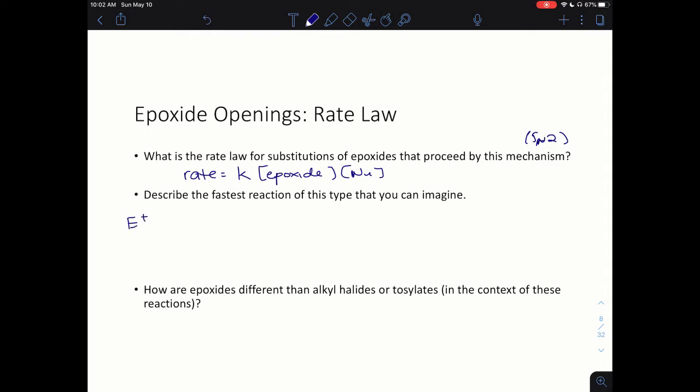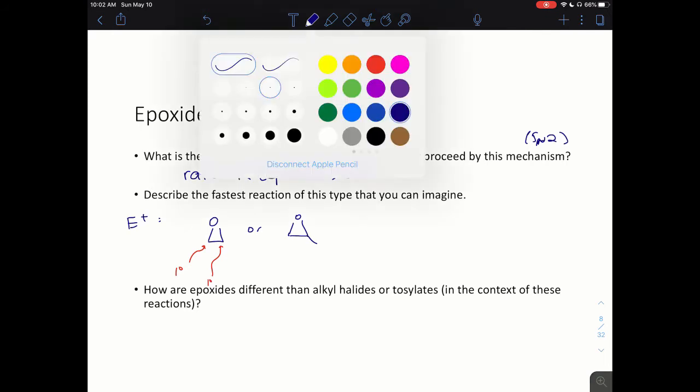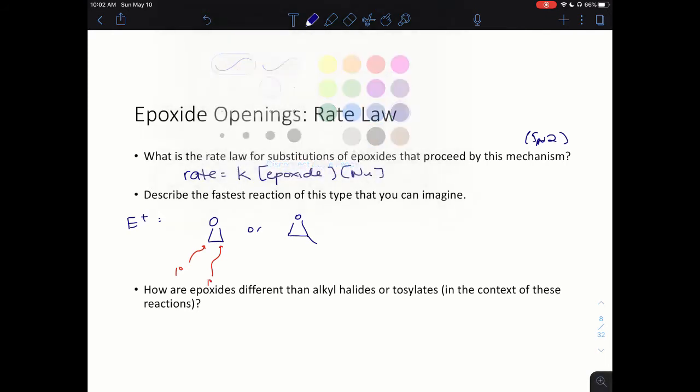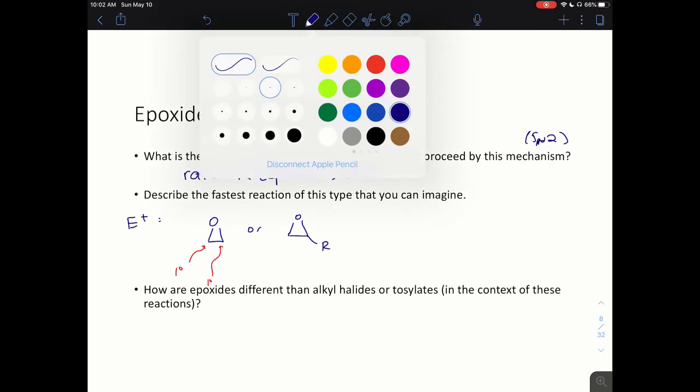What do you suppose would make for the fastest type of this reaction? Well, both the electrophile and the nucleophile are in the rate law, so let's take a look at both. Certainly, we've been looking at ethylene oxide. Both of these carbons are primary, so this would be our fastest electrophile, the easiest for the nucleophile to get in there and attack the sigma star CO.